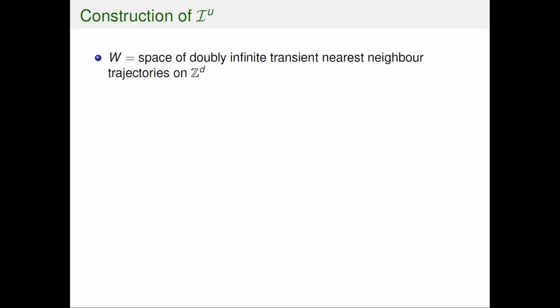We need one slide of definitions for this. Let me denote by W the space of doubly infinite transient nearest neighbor trajectories on Z^d.